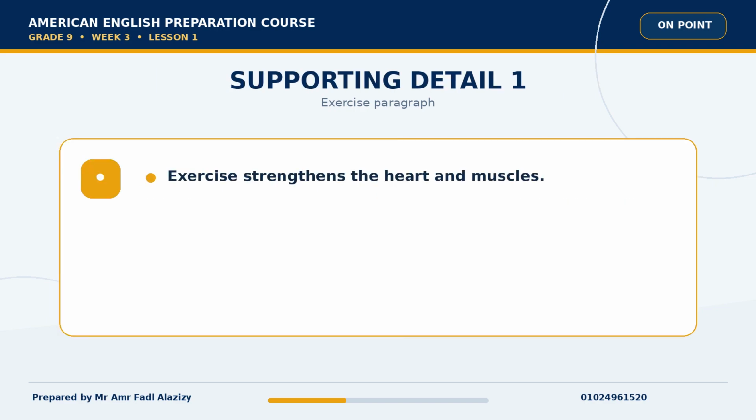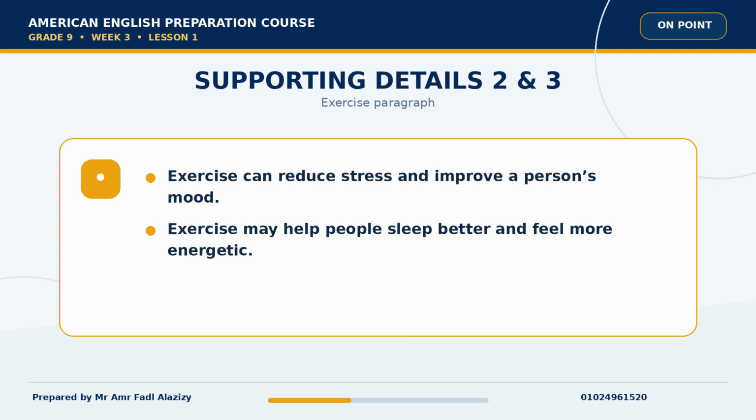Now let us identify the supporting details. The first supporting detail is exercise strengthens the heart and muscles. The second supporting detail is exercise can reduce stress and improve a person's mood. The third supporting detail is exercise may help people sleep better and feel more energetic. Each detail explains or supports the main idea.